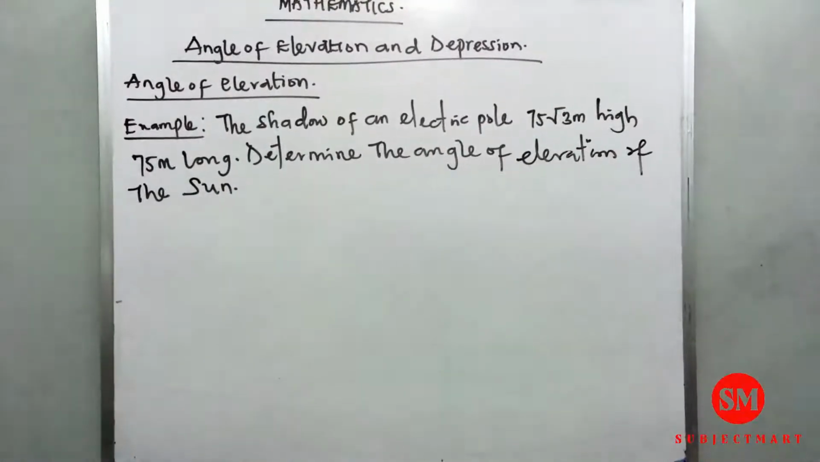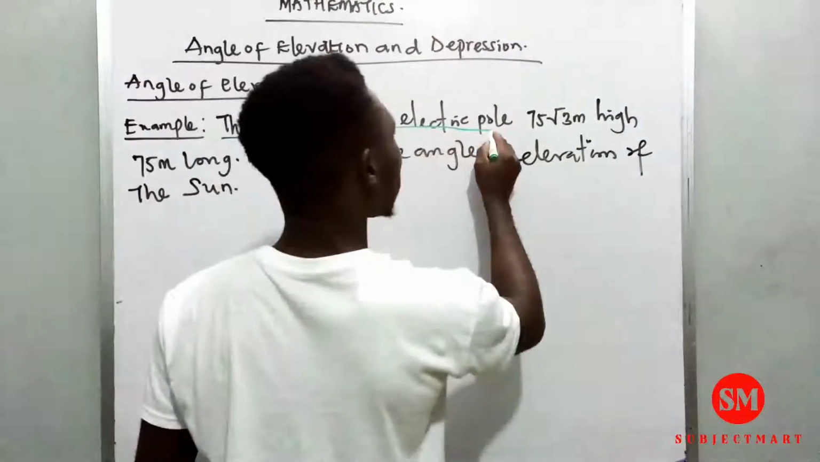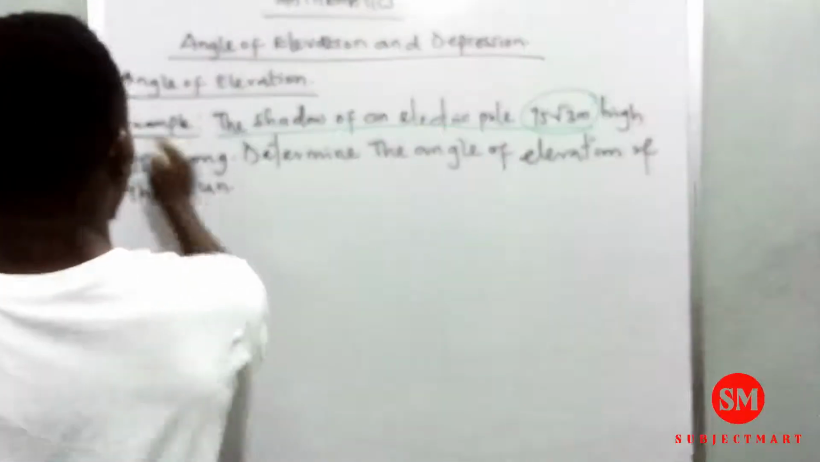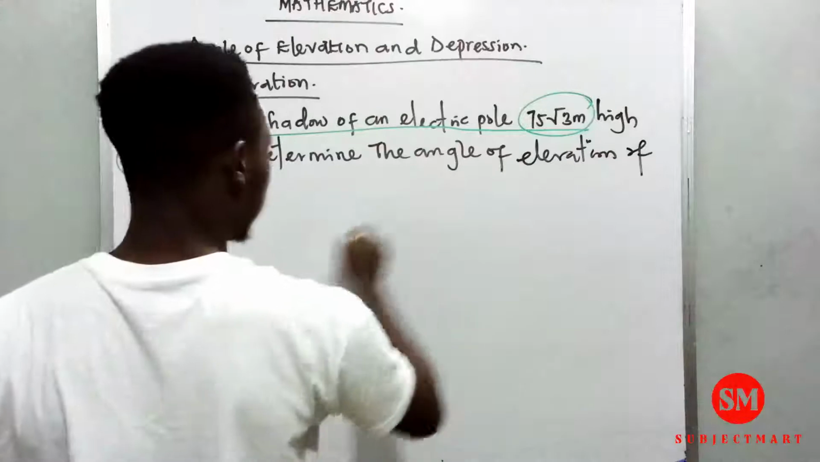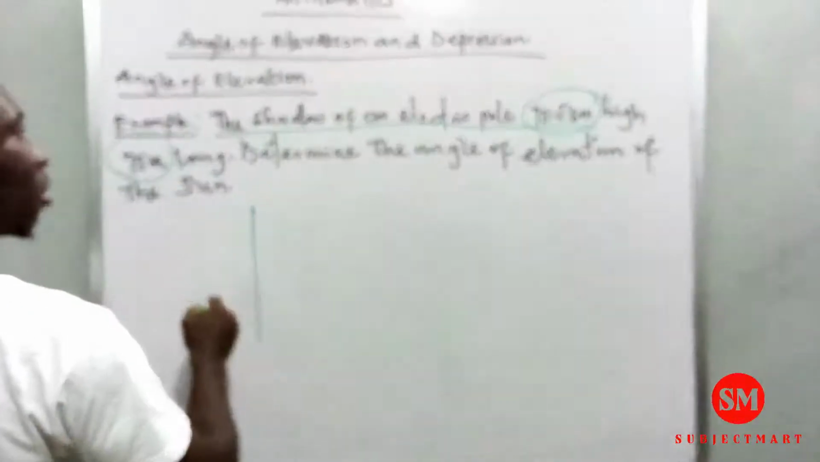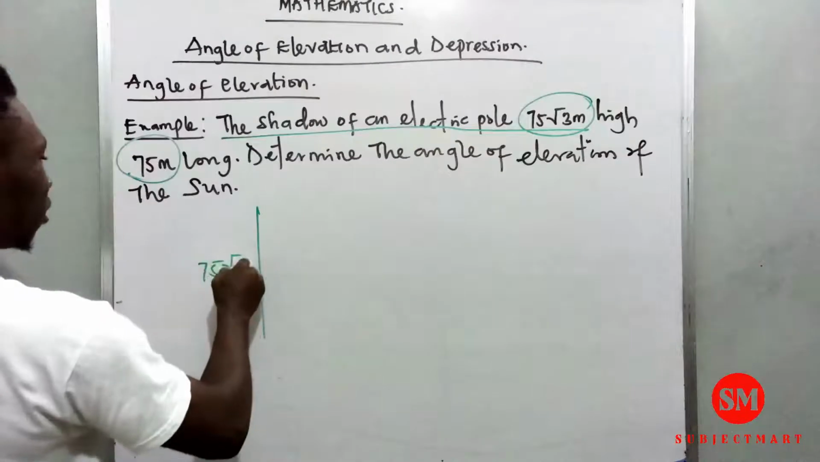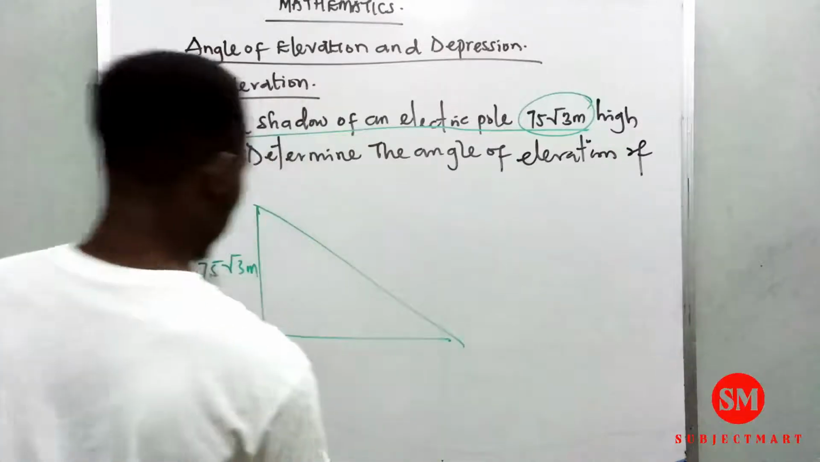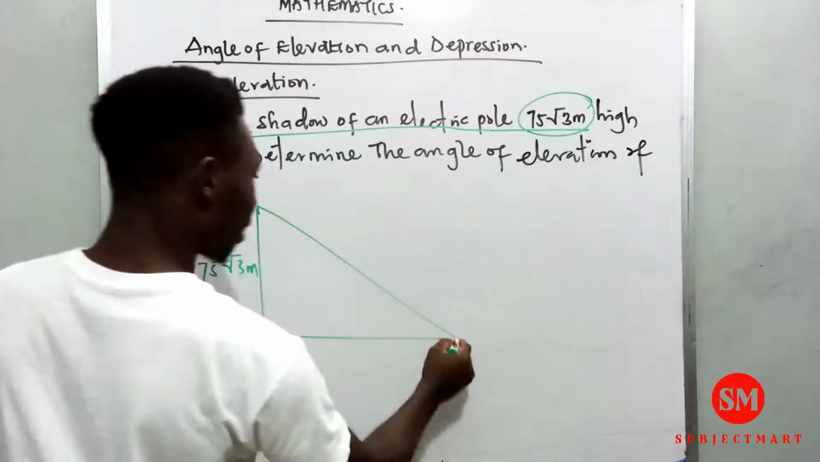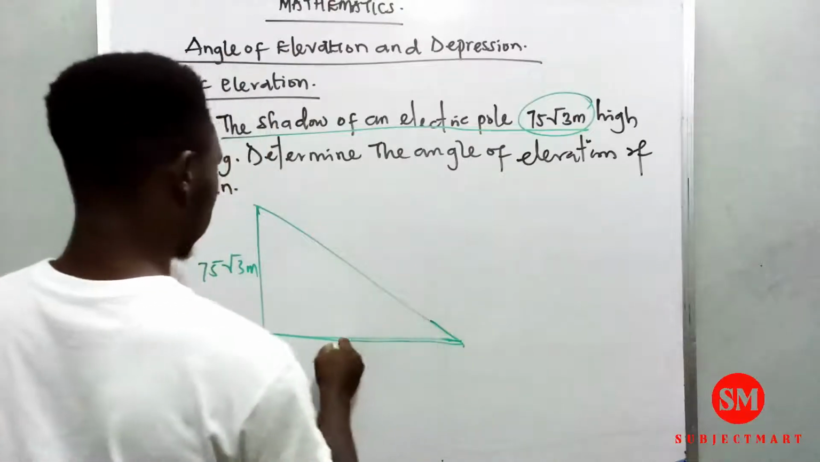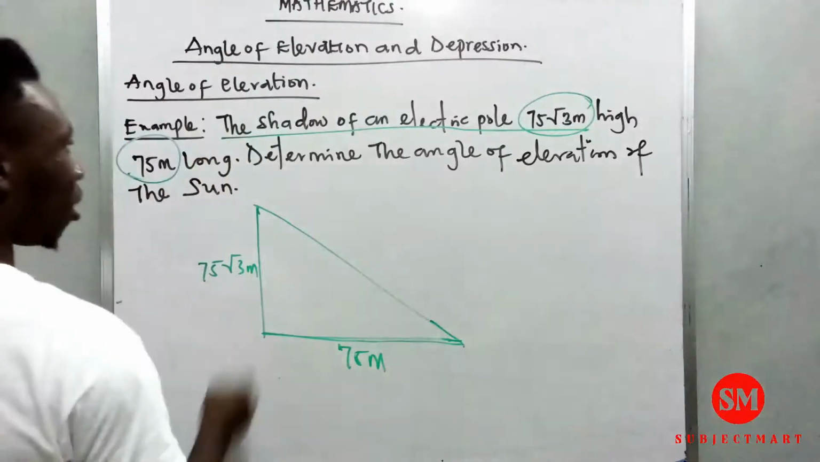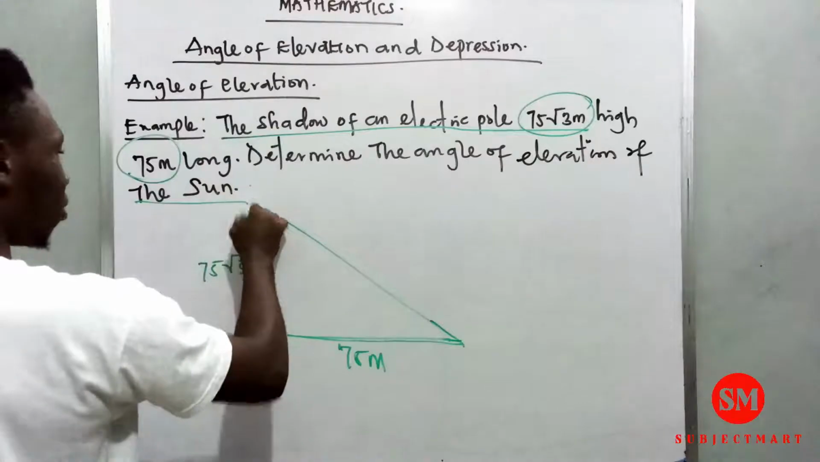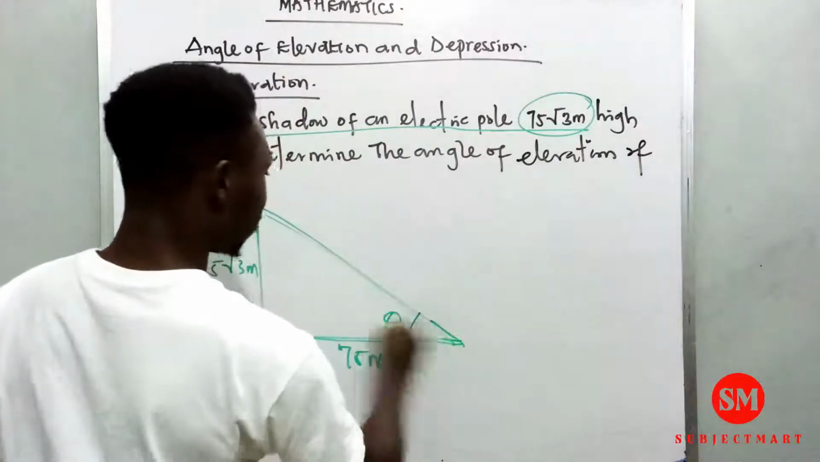Now, look at this question. The shadow of an electric pole, this is the electric pole, this is the height of the pole, and this is the length of the shadow. The height of the electric pole was 75 root 3 meter. And if this is the electric pole, now if it casts a shadow on the ground, the shadow becomes 75 meter long. Determine the angle of elevation of the sun. If this is the sun, and this is the top of the pole, and this is the shadow, the angle of elevation here becomes theta.